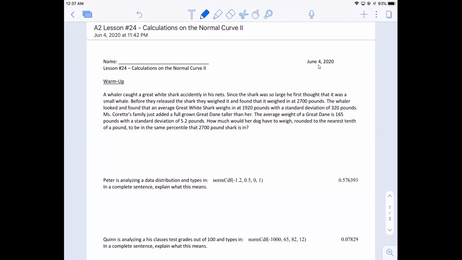All right, guys, quick video today. We're going to just talk a little bit more about calculations on the normal curve, right? So yesterday, or not yesterday, last lesson on the calculator, we saw how to do norm CDF, to get percentages or areas underneath the curve. So today we're going to just do one more other thing on the calculator.